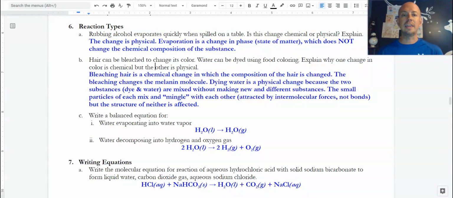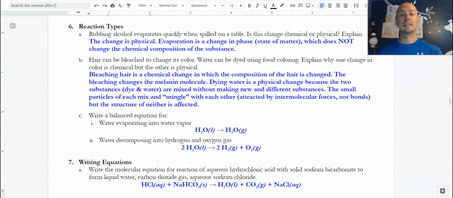Dyeing water is physical because the food coloring or the dye and the water mix together, but we're not really making a new chemical. We're not breaking apart the H2 and O, and we're not breaking apart all of the atoms within the dye either. They just spread out, they attract with the interparticle or intermolecular forces, while the structure of the water and the structure of the dye remains the same.